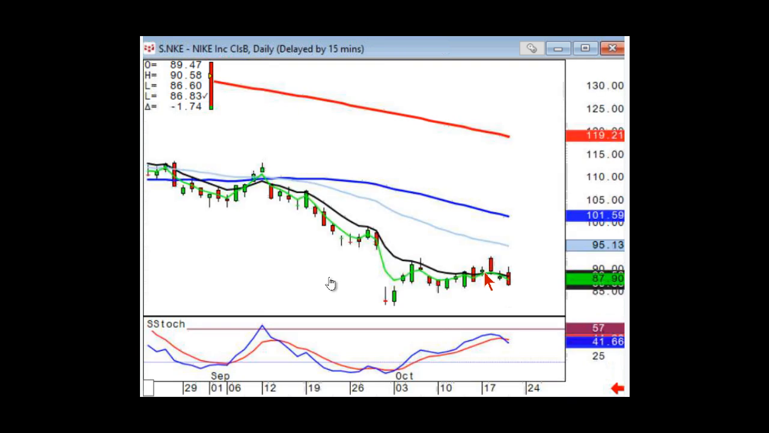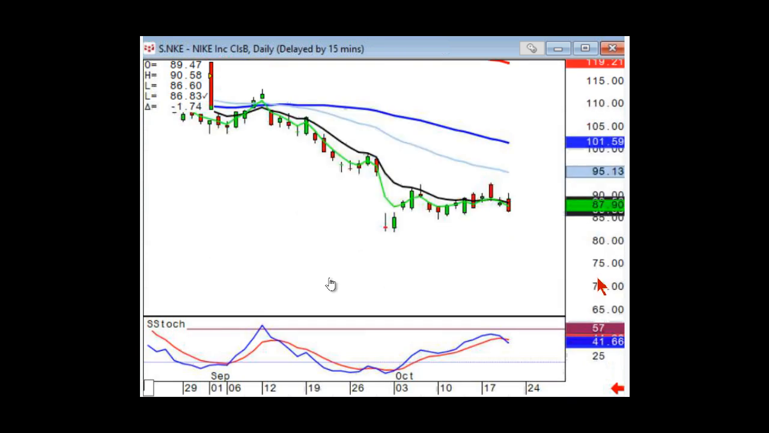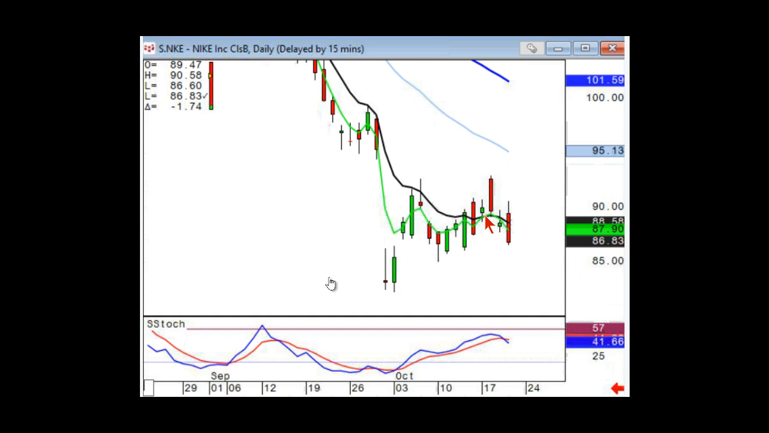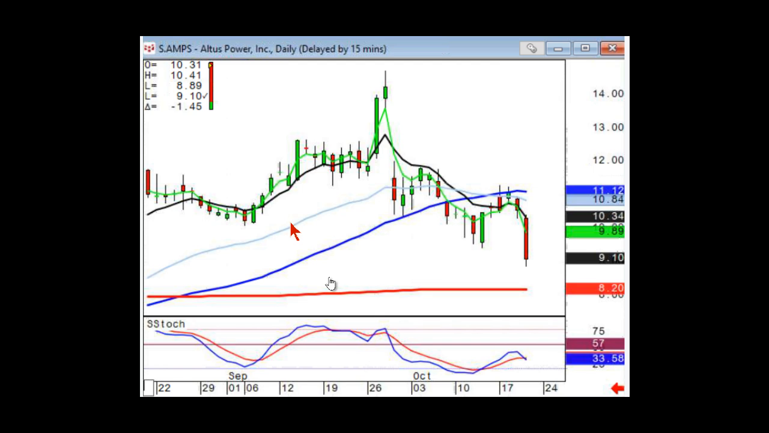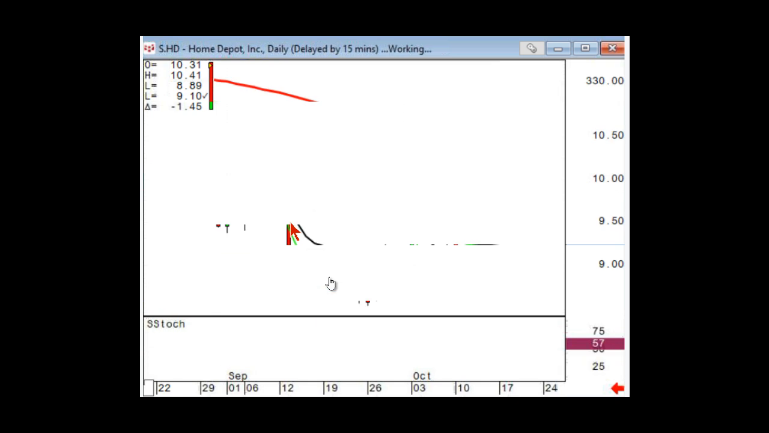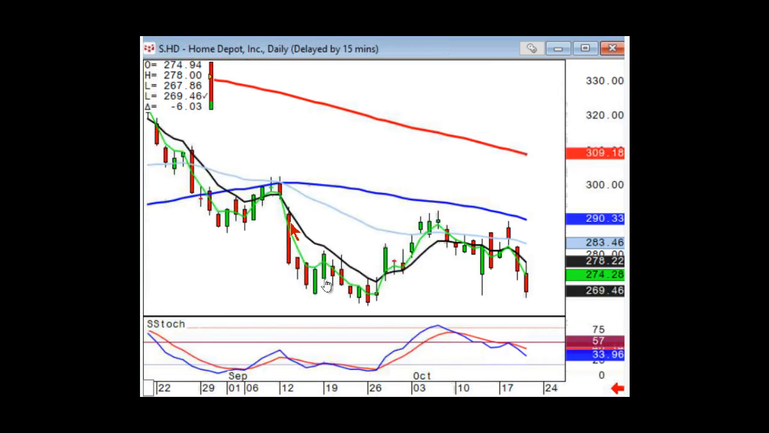Nike, same scenario. Big belt signal, bearish left-right combo. Wouldn't be afraid to short this one on weakness tomorrow. Let's see, I got 5 more here. All right. Amps, bearish J-hook pattern. At least the first target is the 200.